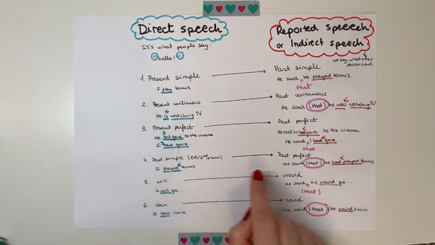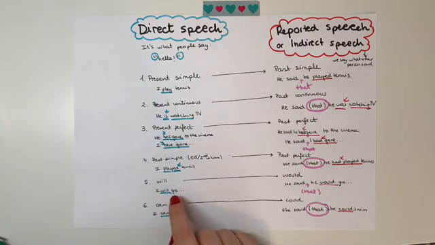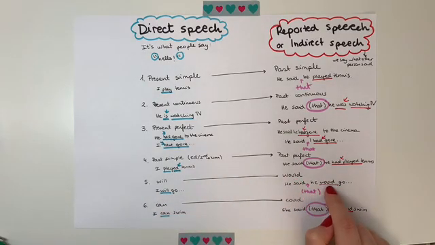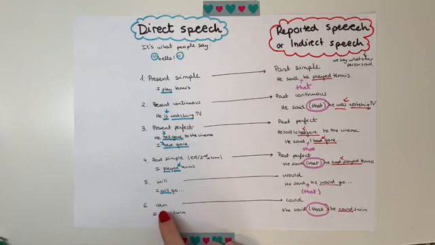Will, you change it into would. I will go. He said that he would go. And for can, you say, I can swim. She said that she could swim.